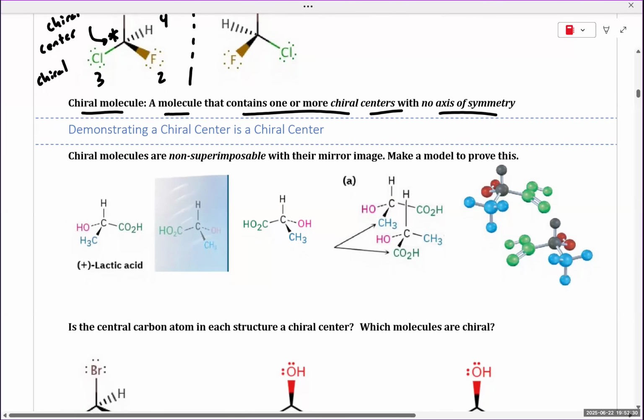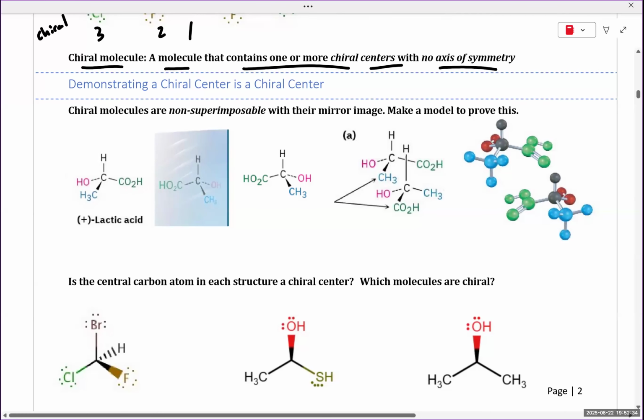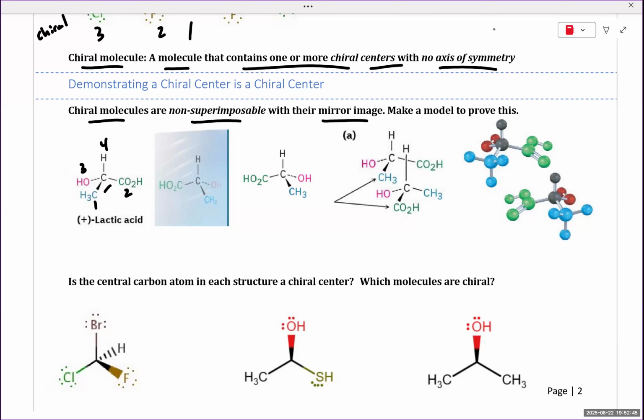Now, how do we demonstrate that a chiral center is in fact a chiral center? Well, chiral molecules are non-superimposable with their mirror image. So you can take your molecule, which in this case, as you can see, this carbon has 4 unique substituents. This carbon is a chiral center. And then you can draw or make a model of the mirror image.